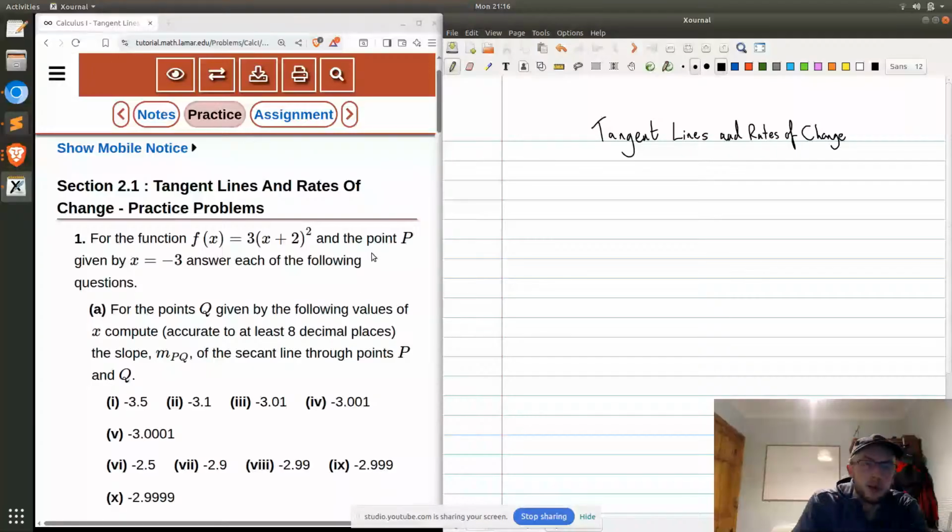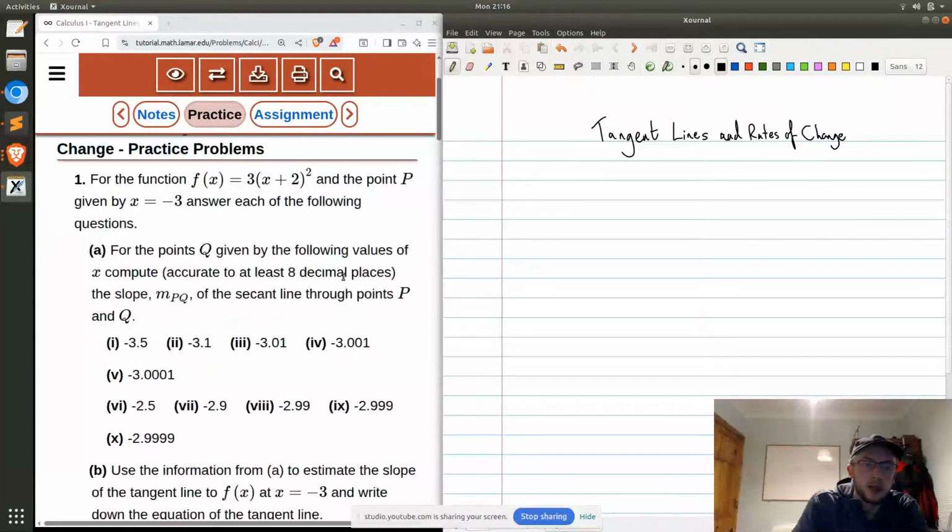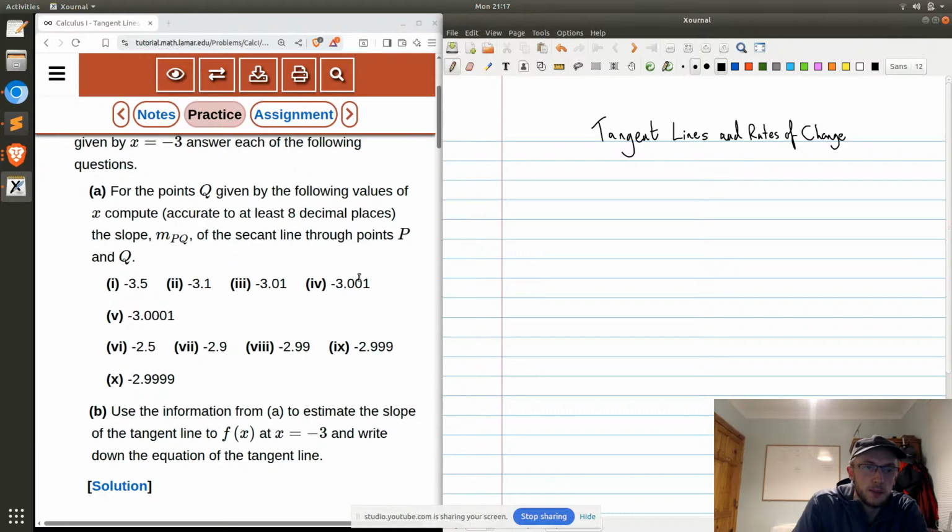For the function f of x equals 3 times the square of x plus 2, and the point P given by x equals -3, answer each of the following questions. For the points Q given by the following values of x, compute, accurate to at least 8 decimal places, the slope m_PQ of the secant line through points P and Q.